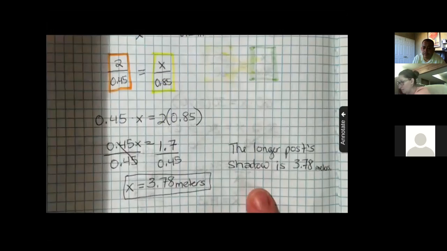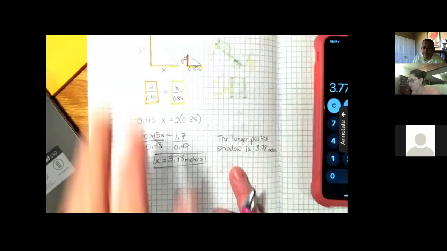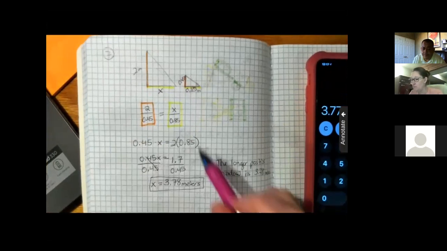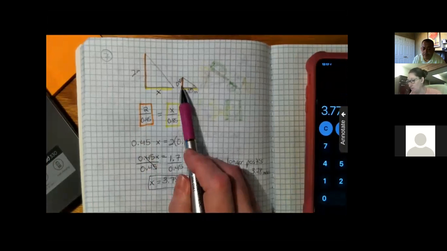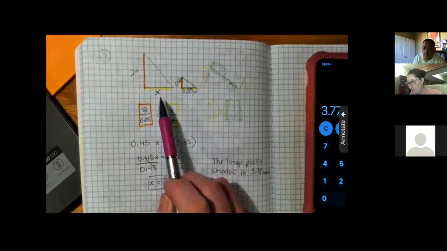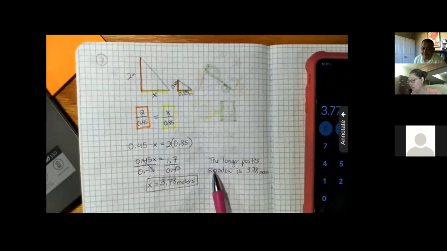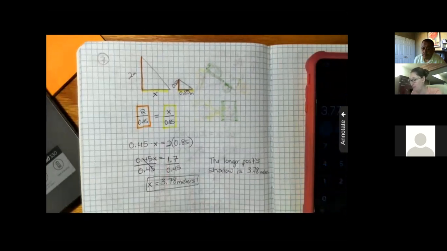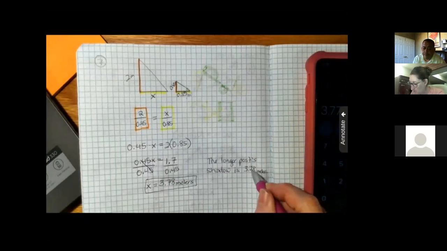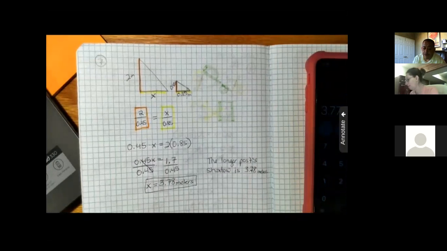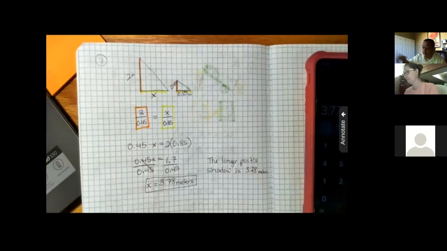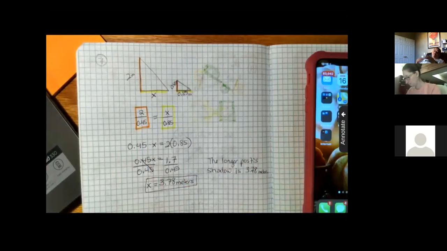So let me zoom out so you can see the whole thing. Bigger post, little post, shadow. Not sure of the big post shadow, so I have to set up my ratio and do the math. Once I do the math, oh look, the longer post shadow, x, is 3.78 meters. That's what I want you to notice: once you make the drawing, the problem is not that different from any of the other problems we've done. Notice I made it triangles because we've been dealing with triangles. So the trick is making the drawing. Once you make it, you're almost there.